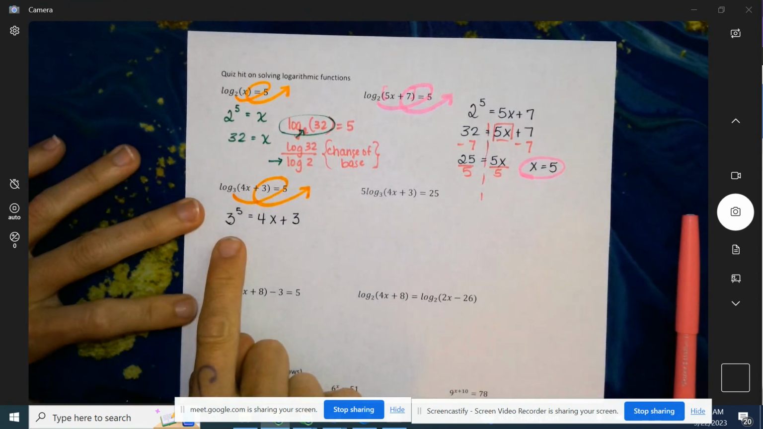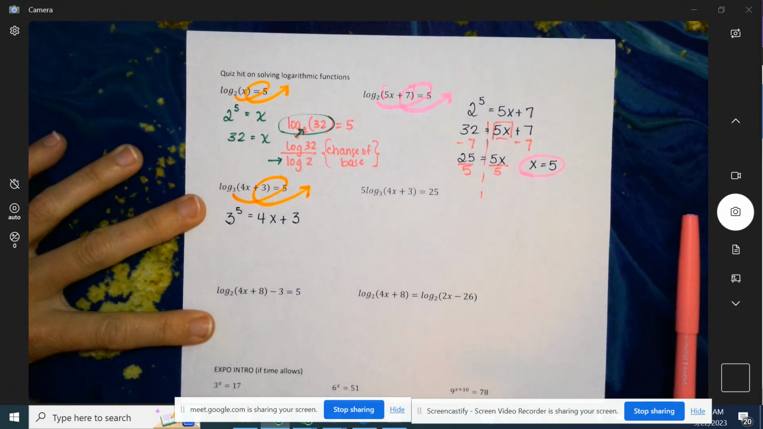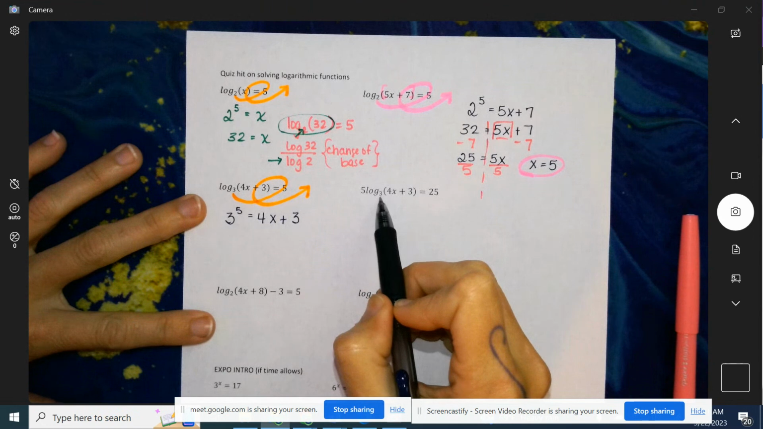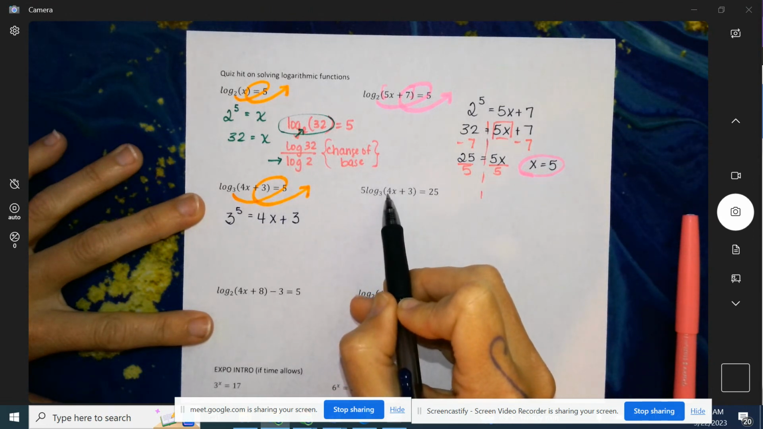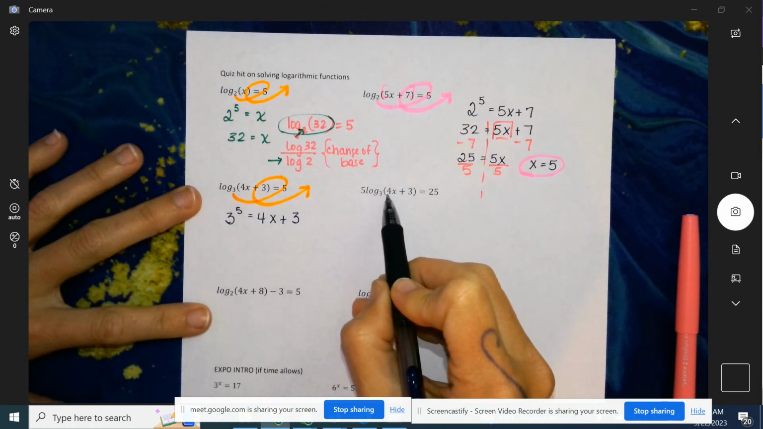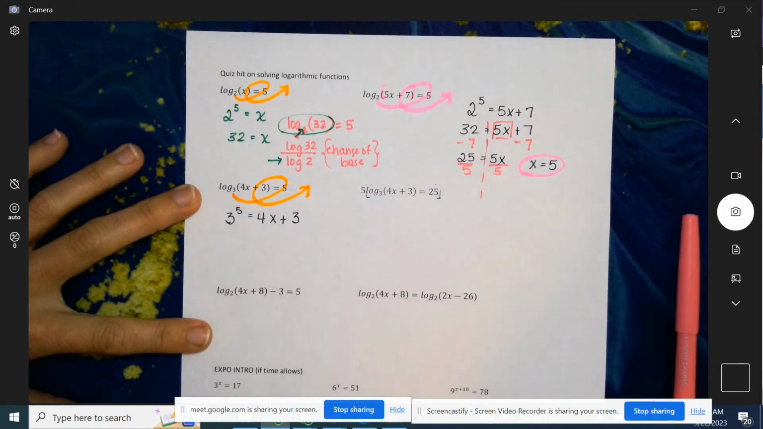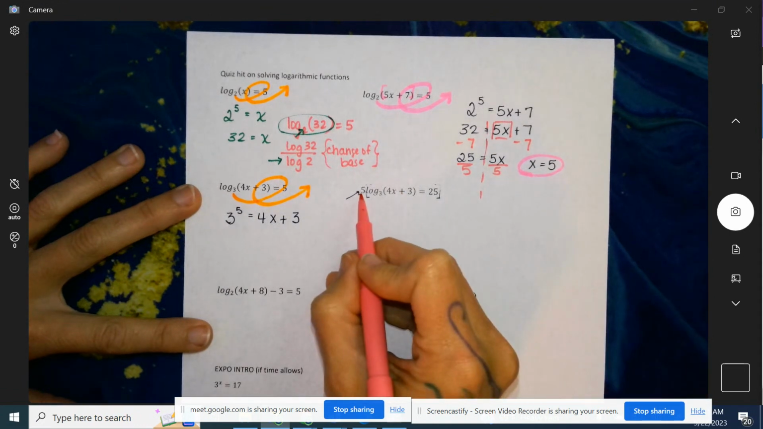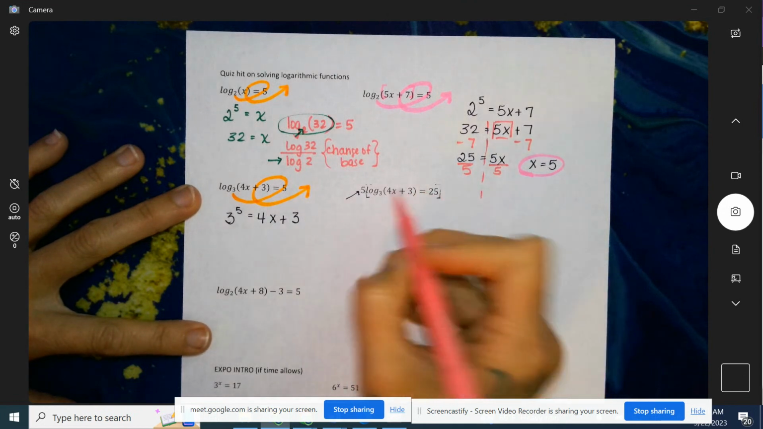So this beautiful guy here, super simple like the one before. This one changes. You have to have log base of equals blank, and that's it. Log base 3 of 4x plus 3 is 25. This is perfect for converting. Problem is we have this 5 in the front. That is multiplied. 5 times log base 3 of 4x plus 3 equals 25.